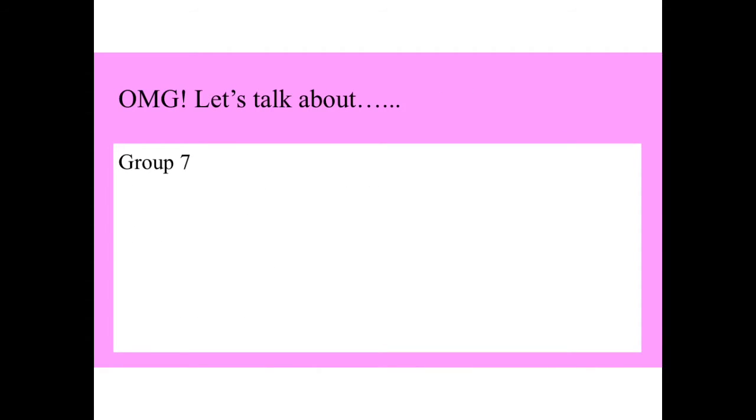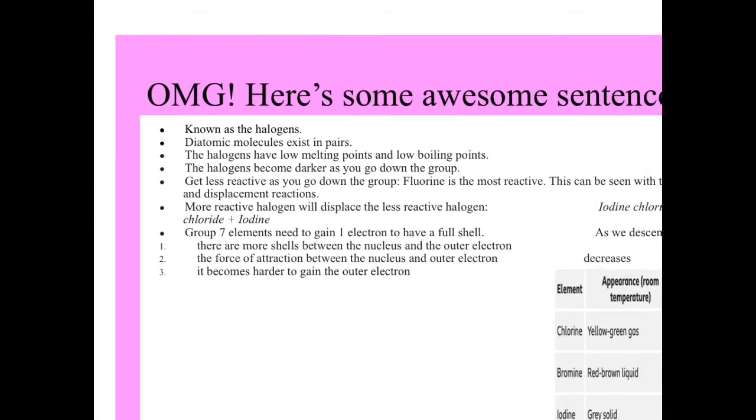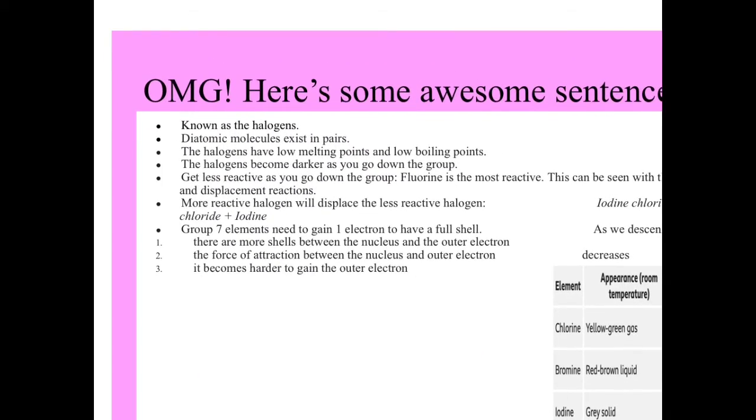Next one then, group 7. Group 7, also known as the halogens, naturally exist in pairs. So they go around like Cl2, I2, and that's known as diatomic. Halogens, again, have low melting and boiling points. The halogens become darker as you go down the group. They get less reactive down the group, okay? So melting and boiling points get higher.